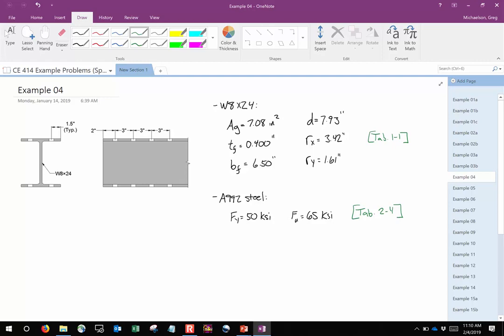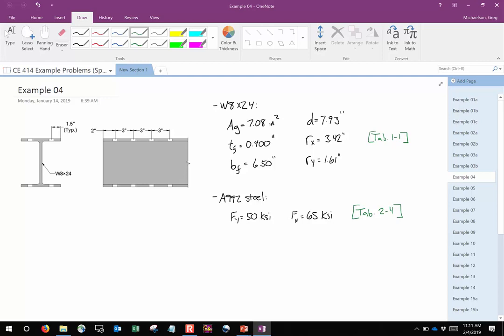Sound good? Okay, now, there are two limit states so far that we need to assess tension members according to. What are they? Two limit states. We have gross section. There we go. Gross section yielding and net section fracture. Let's take them one at a time. Let's talk about gross section yielding.